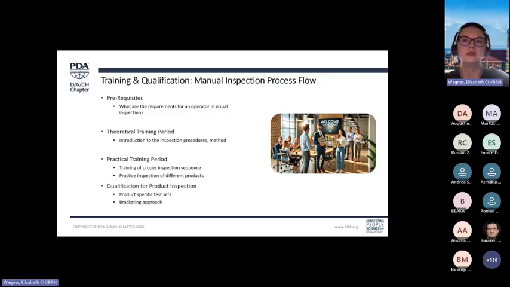The qualification is always product specific on specific test sets, and if your company produces different products in small vials, big vials, different containers, maybe lyo and liquid products, different syringe types, you should be really careful of describing your bracketing approach in your site procedures, because this is definitely a point auditors are looking into.